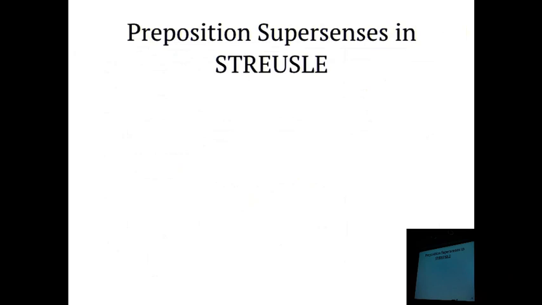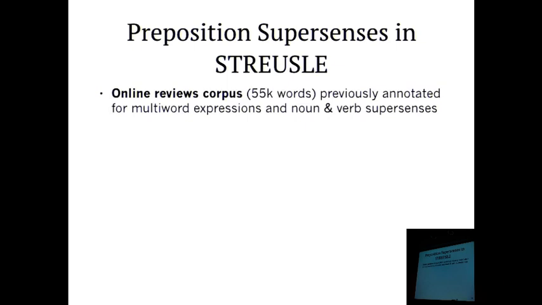Using this process, we've annotated an online reviews corpus, which we've called Streusel. This is the reviews portion of the English Web Treebank. We had previously annotated it for multi-word expressions and for noun and verb supersenses, so there are semantic classes on the nouns and verbs. That was basically irrelevant for this task because we did that separately.